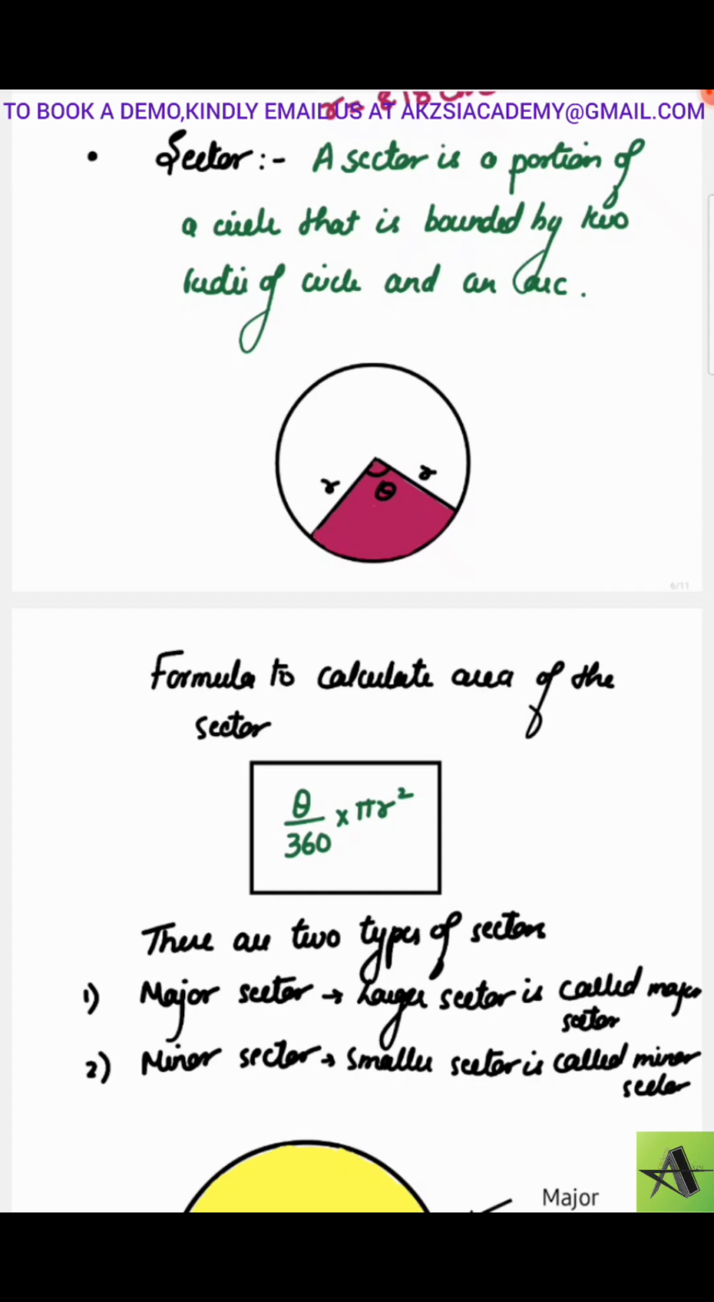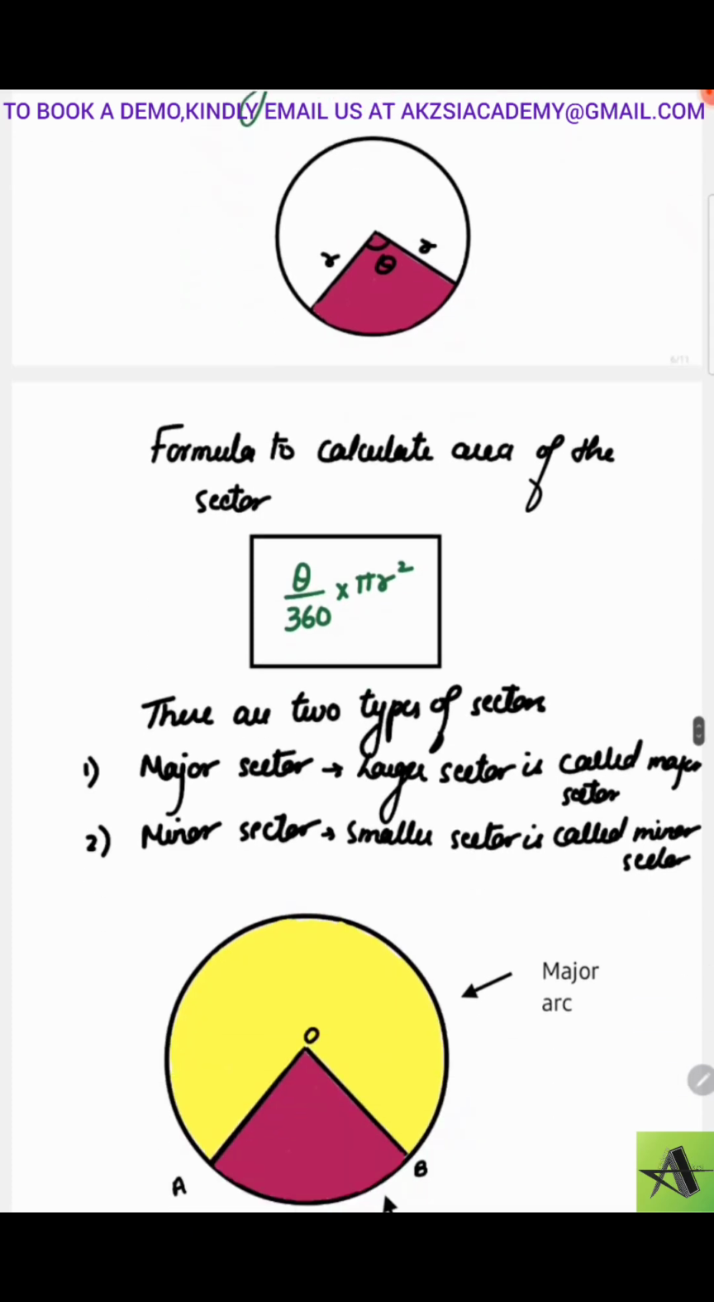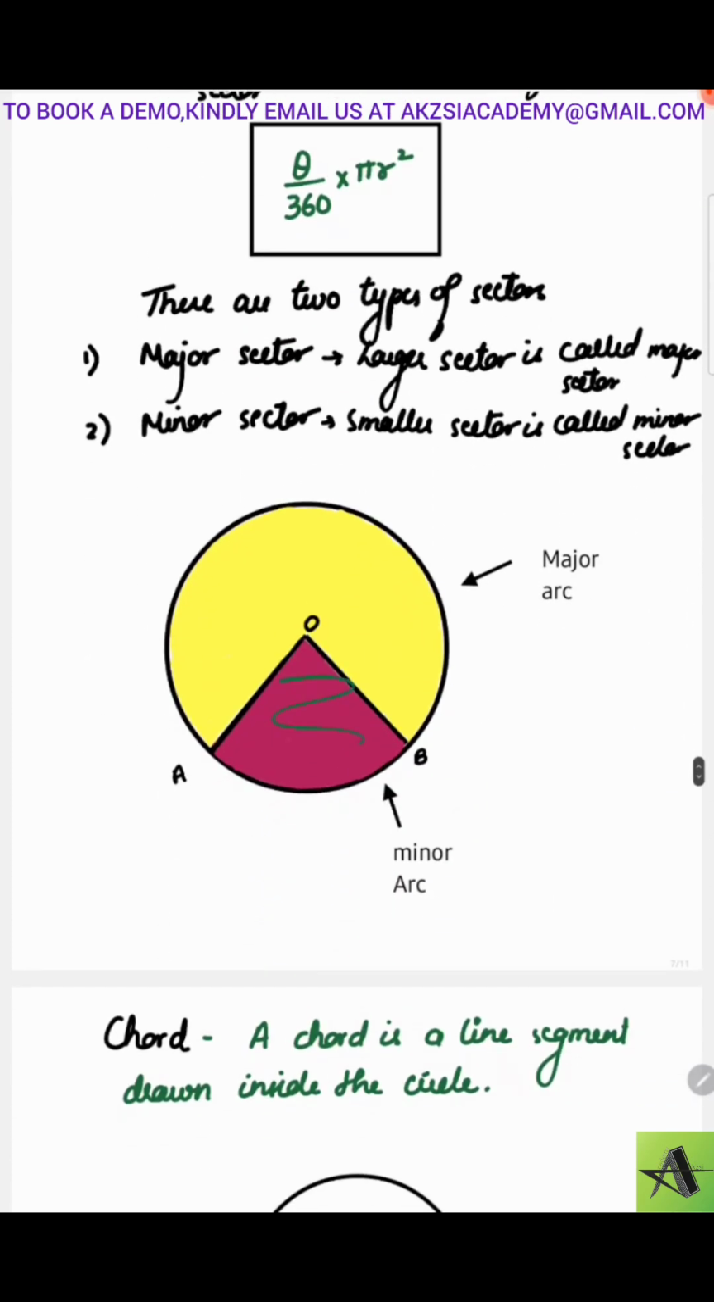Now clearly we have two types of sector, minor sector and major sector. This smaller one is your minor sector, whereas this bigger one is your major sector, because that bigger one, which kind of looks like a Pac-Man, is also a sector because it's bounded by two radii and a major arc.